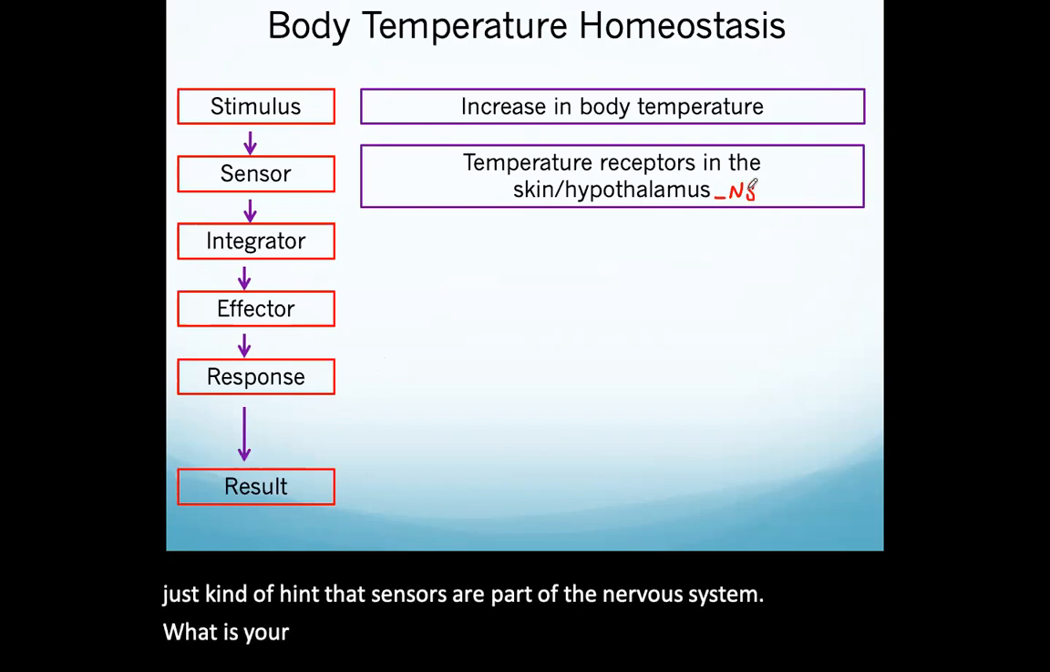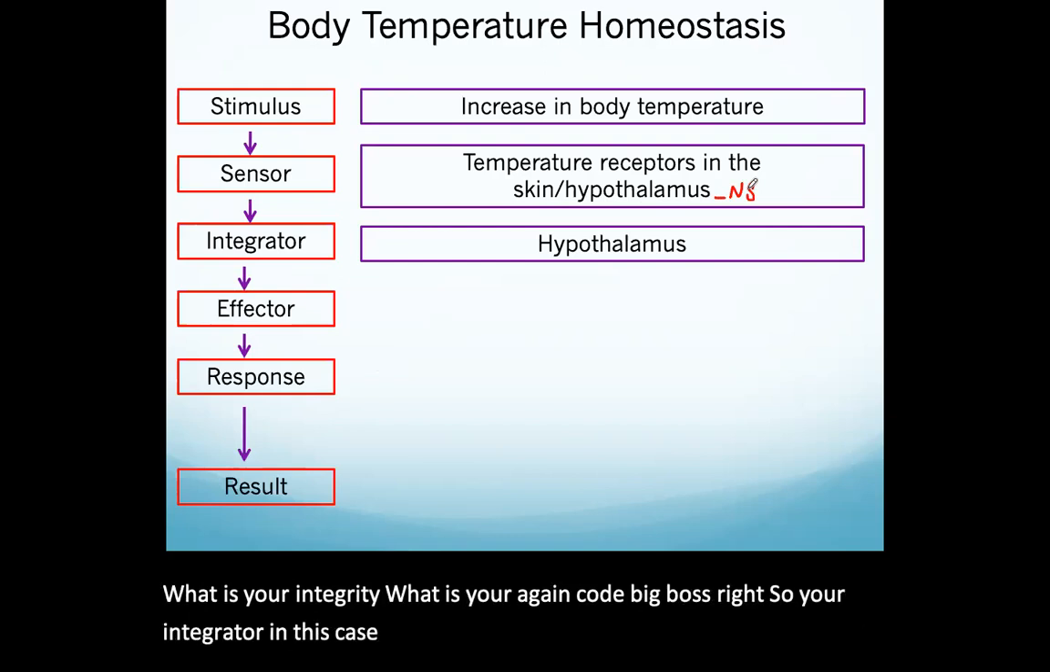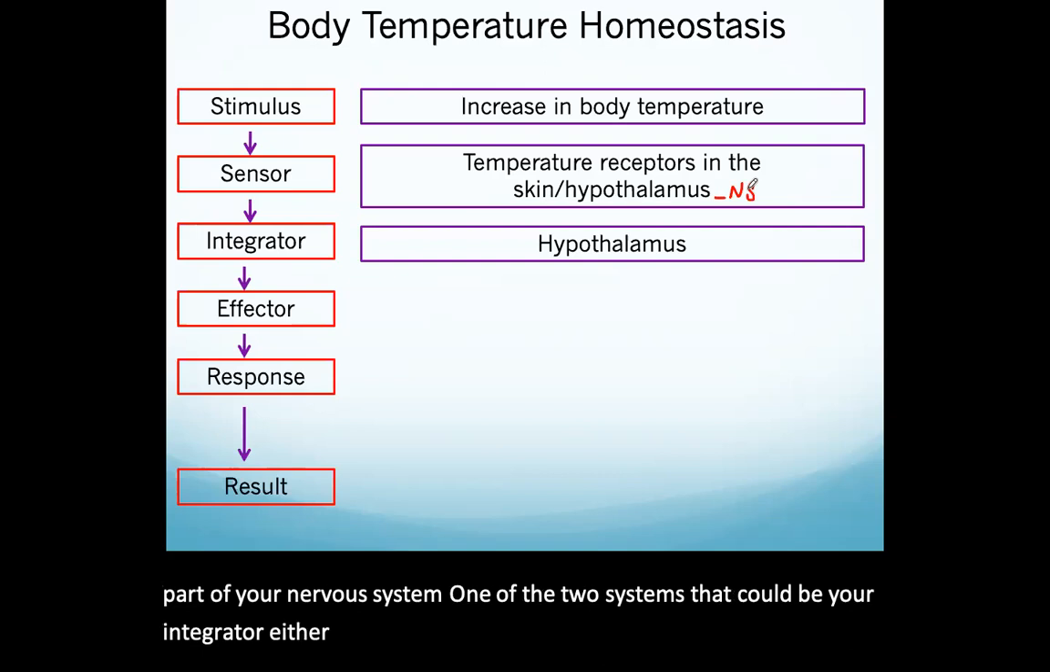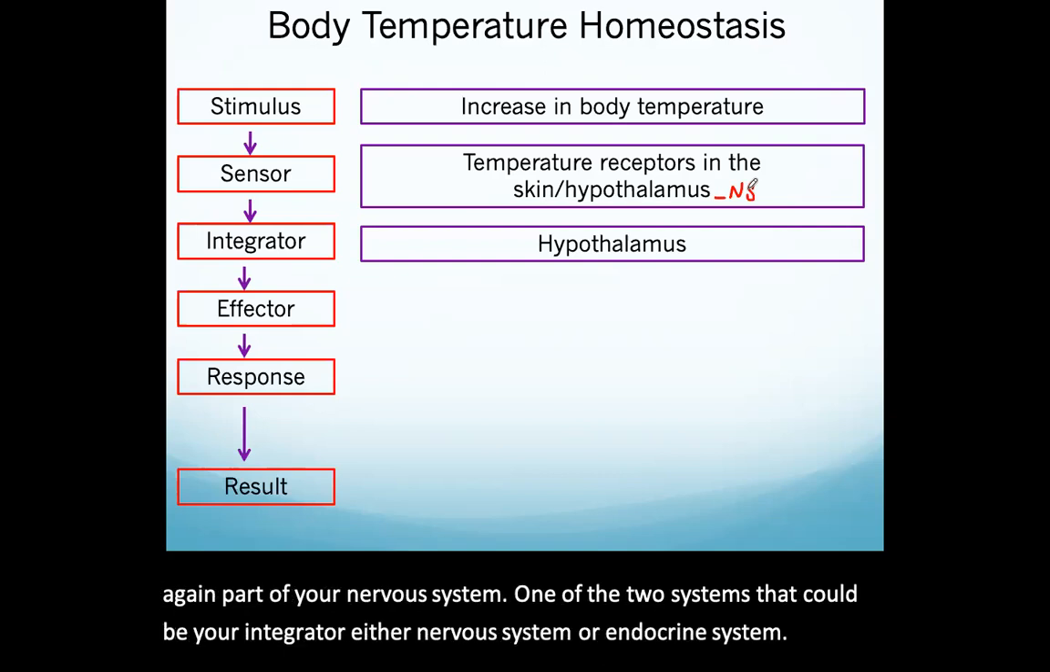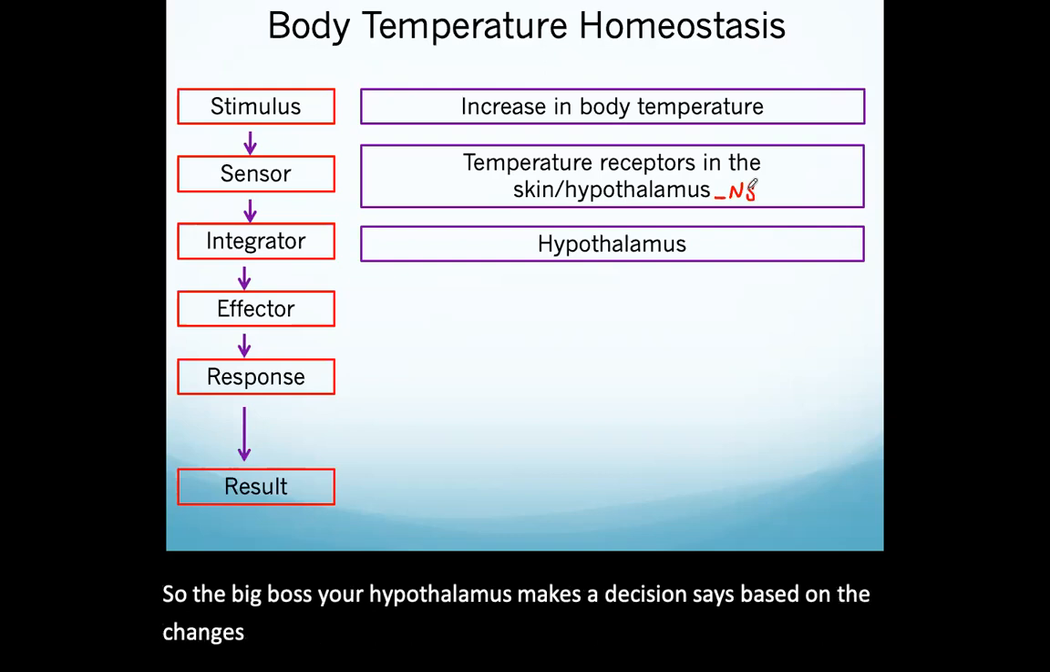What is your integrator? What is your, again, quote unquote, big boss, right? Your integrator in this case is also going to be your hypothalamus, which is again part of your nervous system, one of the two systems that could be your integrator, either nervous system or endocrine system. So the big boss, your hypothalamus, makes a decision, says based on the changes I've noticed, what can I do to fix the problem? So it sends a message to your effectors.